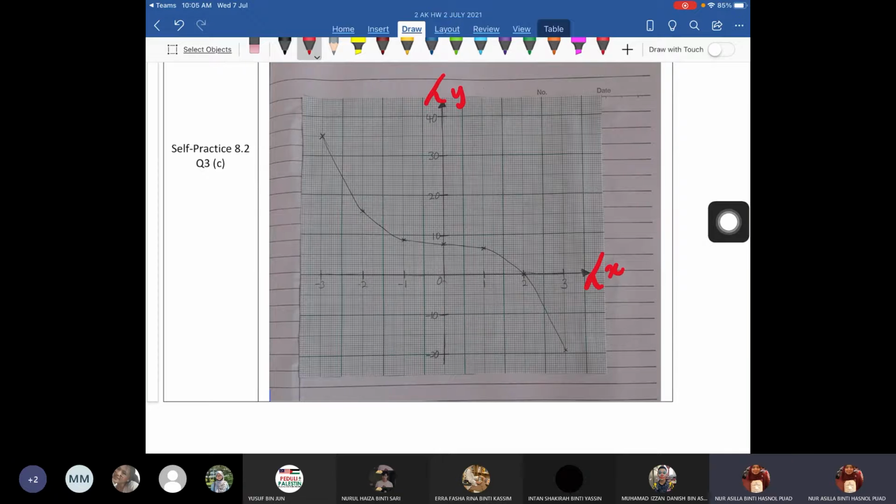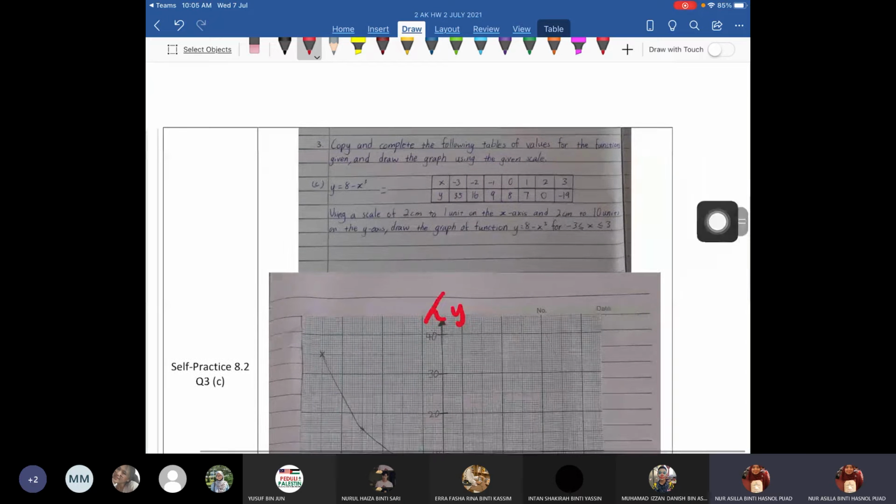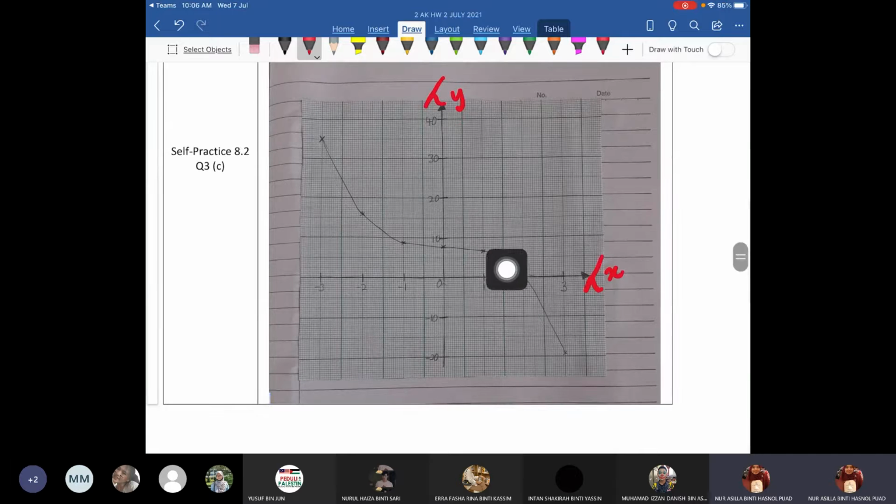Okay. And then the question asks for 2 cm to 1 unit on the x-axis, 2 cm to 10 units on the y-axis. So Rachel did this correctly. Only, if you can see, not sure if it's clearly visible on your screen, Rachel took the lines that are not the bold grid lines. If you look at the grid on graph paper, some lines are thick and some are thin. So the axis should be on the thick line. Now Rachel took the thin line.